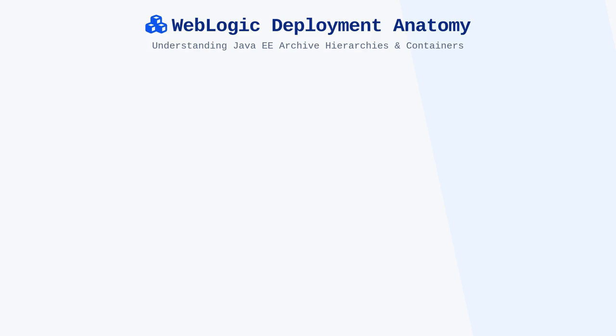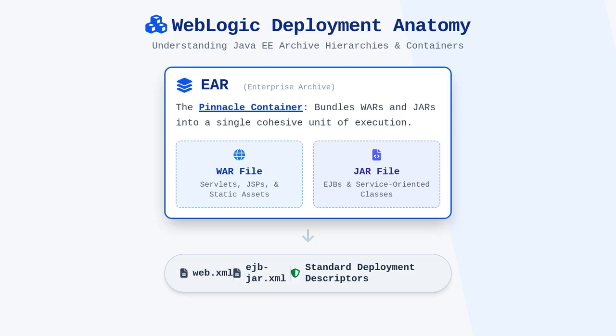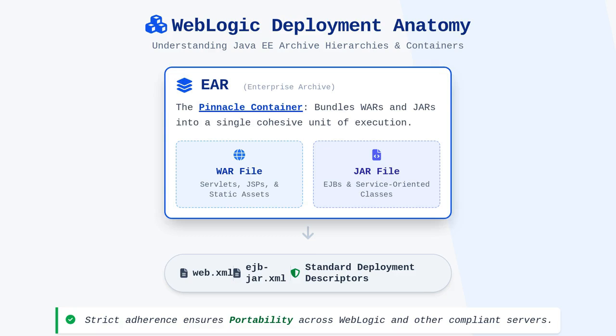The pinnacle of this hierarchy is the Enterprise Archive, or EAR file, which serves as a container that bundles these WAR and JAR archives into a single, cohesive unit of execution. Every well-formed archive relies on standard deployment descriptors, such as web.xml or ejb-jar.xml, which define the contract between the application code and the underlying container. By strictly adhering to these standards, we ensure that our applications remain portable across various compliant servers, including the WebLogic runtime. Understanding these containers is the prerequisite for moving from simple file placement to true enterprise-grade provisioning.